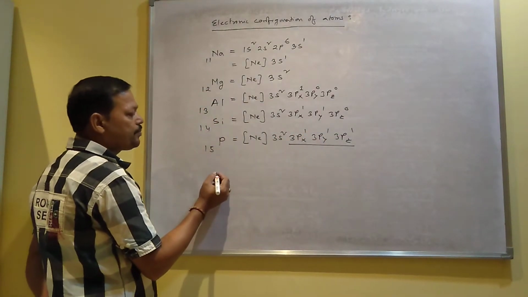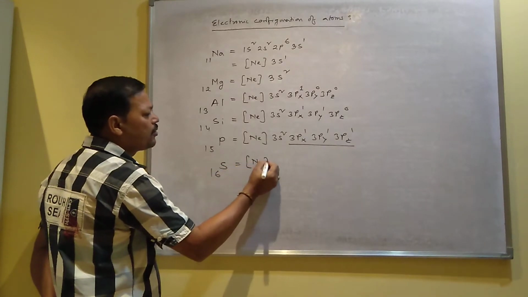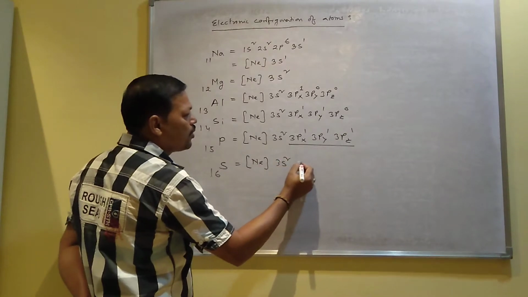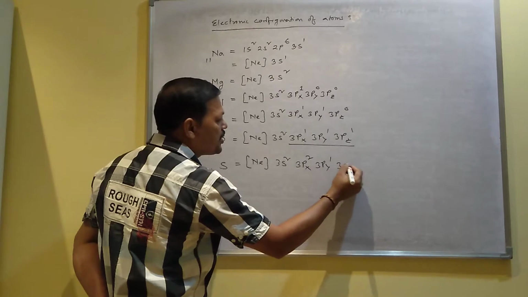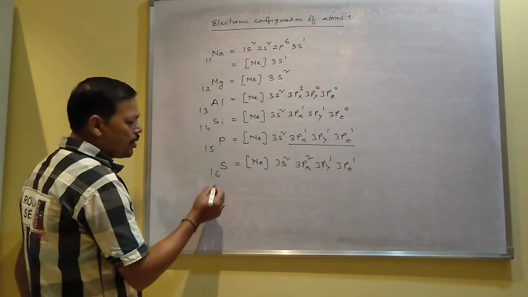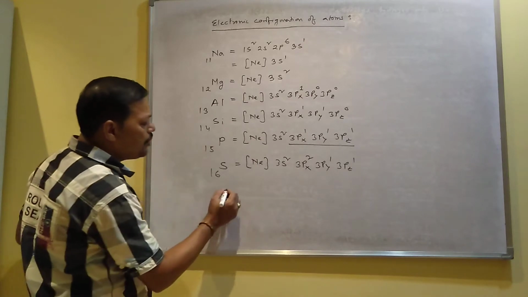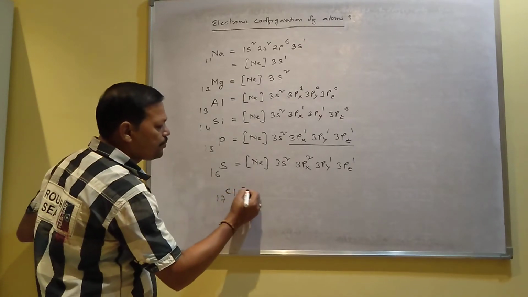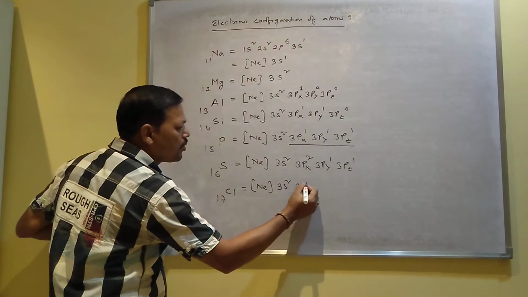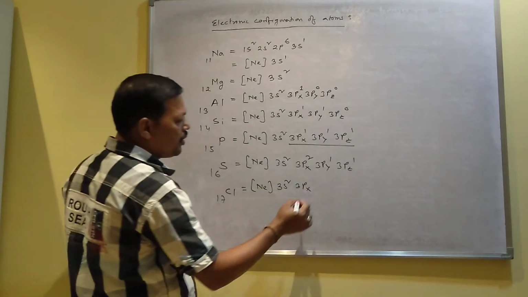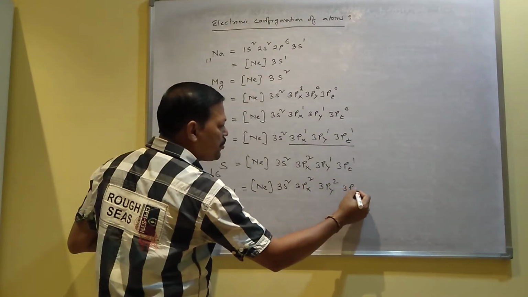After phosphorus, sulfur will come, 16. You can write neon, then 3s2, now 3p with 2 electrons in 3px, 3py1, 3pz1. After sulfur, you will get chlorine, 17: neon, 3s2, 3px2, 3py2, 3pz1.